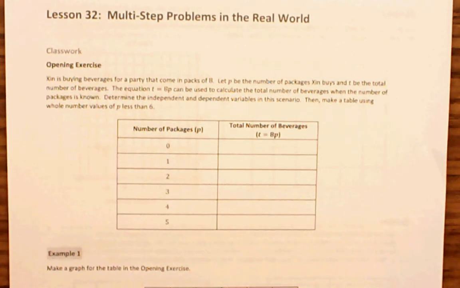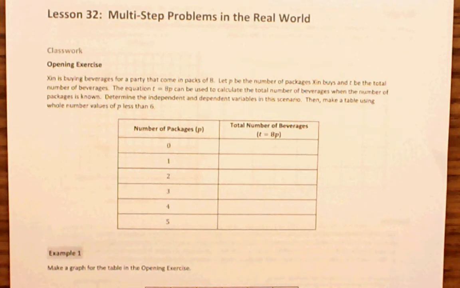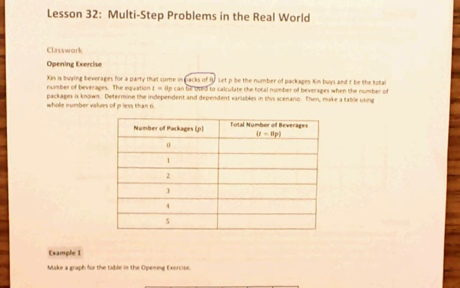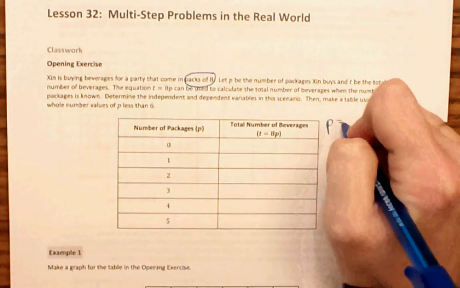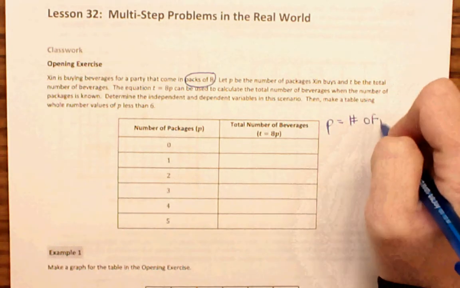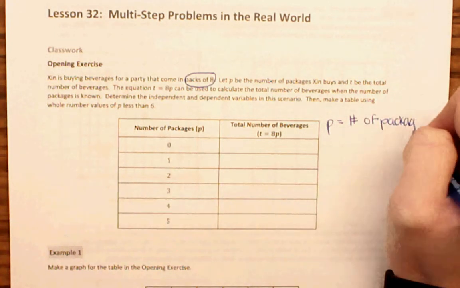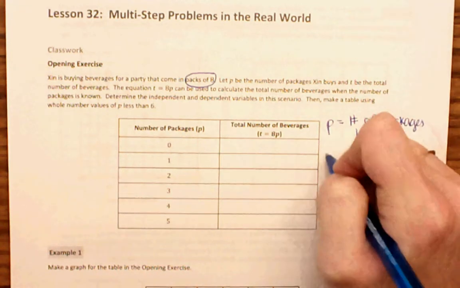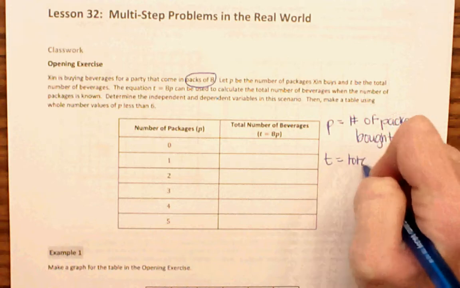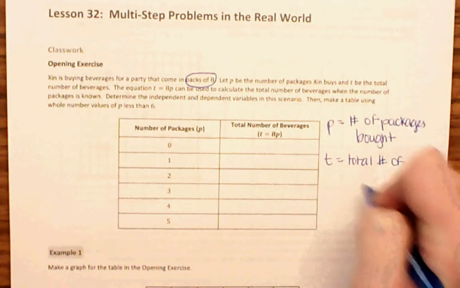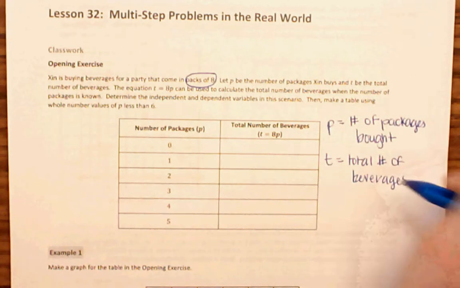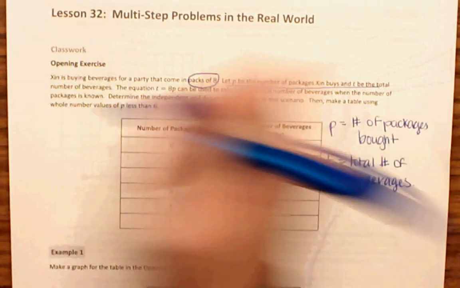Chin is buying beverages for a party that comes in packs of 8. I'm going to circle packs of 8 because that's something that I might need later on in the problem. We're going to let P equal the number of packages bought, and T equal the total number of beverages. And I got that straight from the story right here.